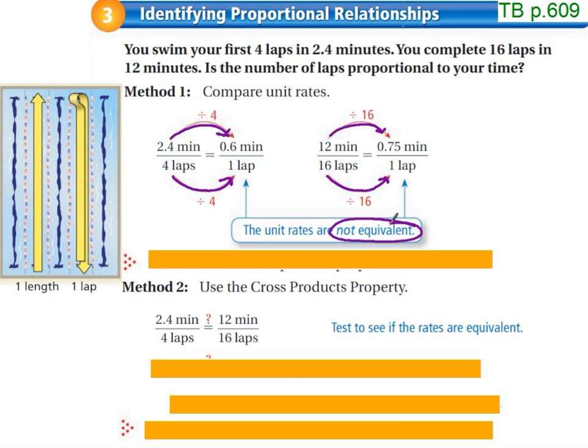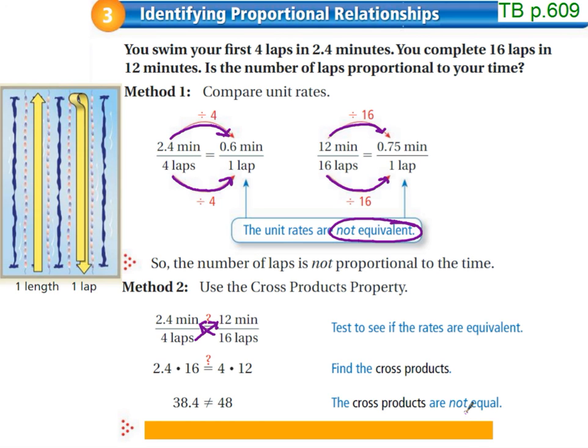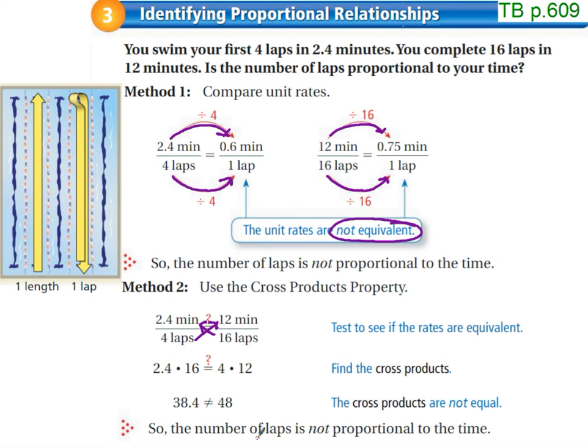Okay, let's do it with the cross product and see if we come up with the same conclusion. So I'm going to multiply both numbers diagonally, and I end up with 38 4/10 is not equal to 48 on the other side. So the number of laps is not proportional to the time.